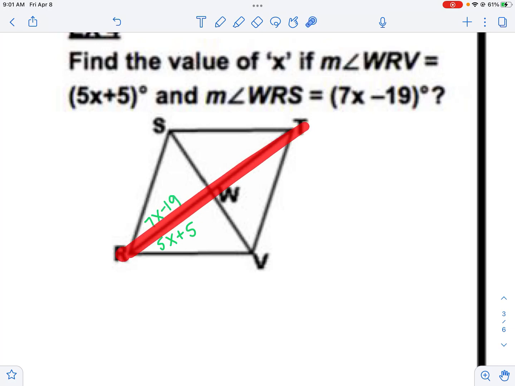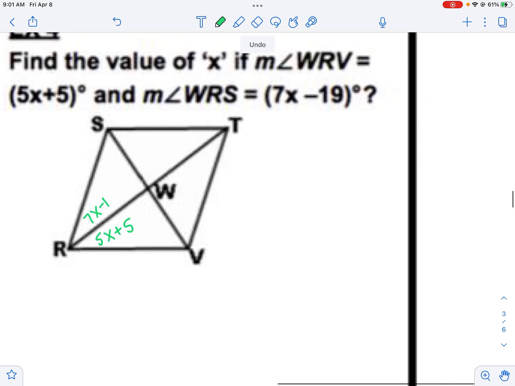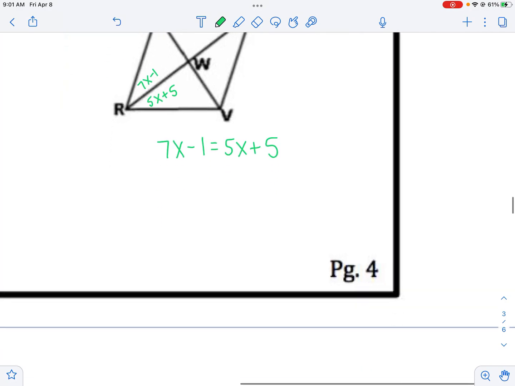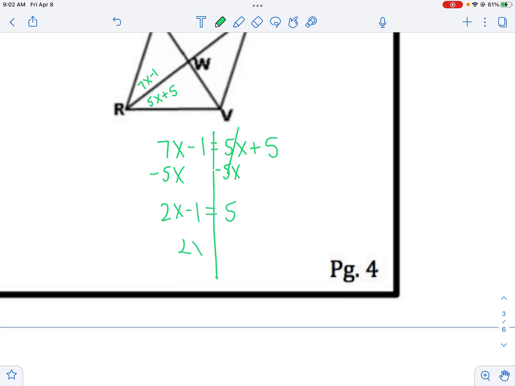Well, remember in a rhombus that the diagonal cuts the corner angles in half, meaning that these two parts are exactly the same. If it bisects the angle, that would just be part equals part. So all I have to do is 7x minus 1 equals 5x plus 5. And now I'm going to solve for x. I'm going to put the letter on the left by subtracting 5x. So 7x minus 5x would be 2x minus 1 equals 5. Then I'm going to add 1 to both sides. So 2x would equal 6. Divide by 2, x would equal 3.